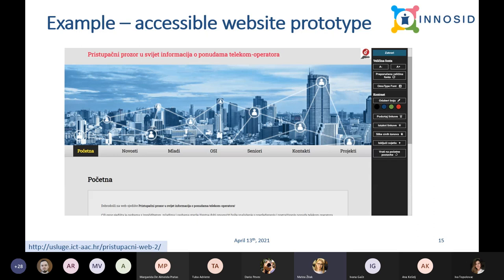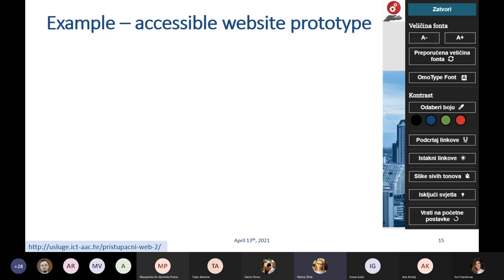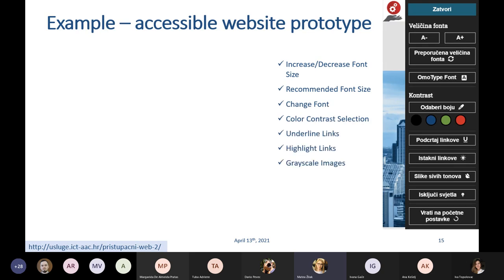The web prototype is designed in line with the accessibility guidelines, and it is developed related to user requirements that were collected with previous surveys conducted with people with disabilities. On the upper right corner, you can see the menu with accessibility options. So here is a more zoomed picture of the accessibility options. They are in Croatian, but these accessibility options were defined by the end users as must-have options. Some of the options are increasing the font, changing the font, selecting different color contrast, underlining and highlighting links, grayscale images, and turning off the lights.